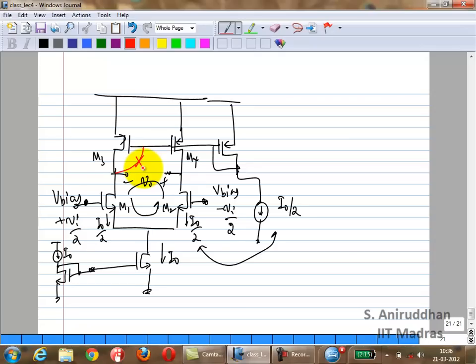Okay, so let me call this, instead of I0 by 2, let me call this I34 and let me call this I12. Okay. So if I34 is greater than I12, what happens? The VGS of the PMOSes, what will happen? Okay, it will be greater, fine. So what?